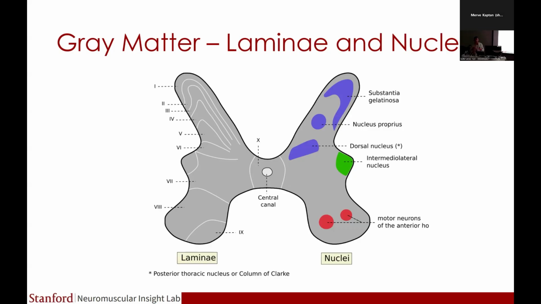In addition to the laminae, there are also nuclei that you can define within the cord. Some of these, like the substantia gelatinosa, have a role in pain and pain modification. Then there's the dorsal nucleus and the intermediolateral nucleus, which is involved in sympathetics. Your sympathetic nervous system neurons are located in the thoracic spine. These are the preganglionic neurons, I believe, where the cell bodies are. And then I mentioned the motor neurons in the anterior horn of the cord.